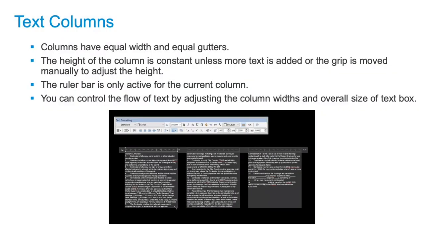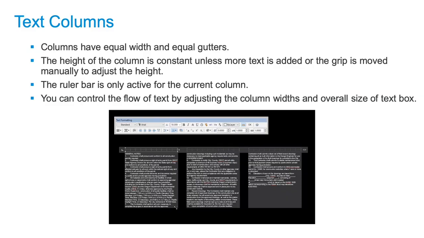Columns follow a few rules. All columns have equal width and equal gutters. A gutter is the space between the columns. The height of the columns remains constant unless more text than the column can accommodate is added, or you manually move the editing grip to adjust the column height.